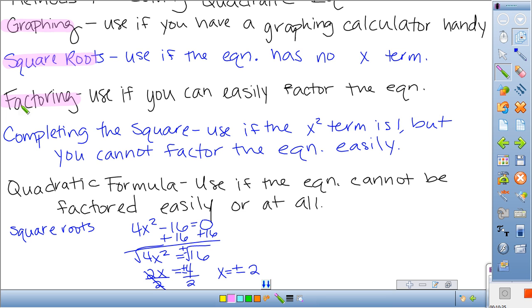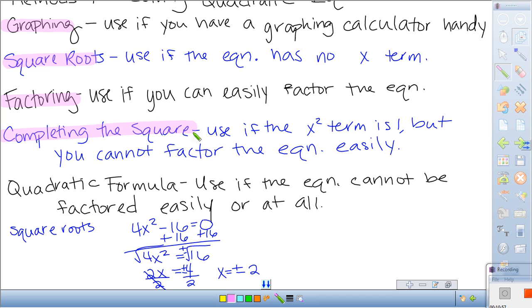Then we have factoring. This one we definitely know how to do. Considering we spent a whole chapter on factoring, we know how to factor, and you can use it if you can easily factor the equation. We saw some of those in the first video. There were some equations we did using quadratic formula that we could have easily factored. So if you can easily factor it, go ahead and factor it. That's one of the least amounts of work.